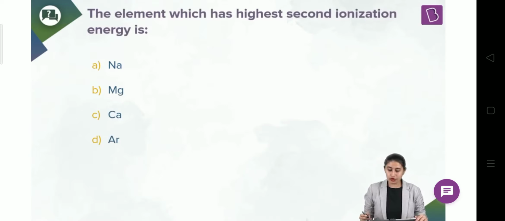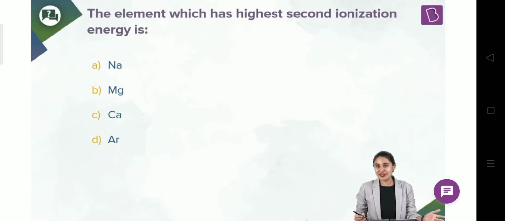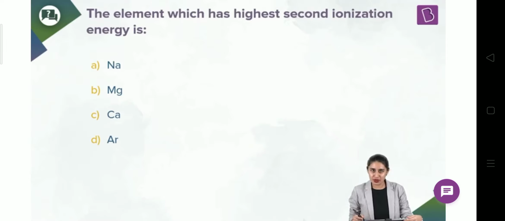All right. Okay, let's see this question, which says: the element which has the highest second ionization energy. So first is not asked. If first would have been asked, I'm sure that it would have been very easy. The noble gases have the highest ionization energies. And why so? We can see that we have sodium, magnesium, calcium, they are in the metal category. And metals would love to become cations. Metals love giving their electron to become positively charged species.